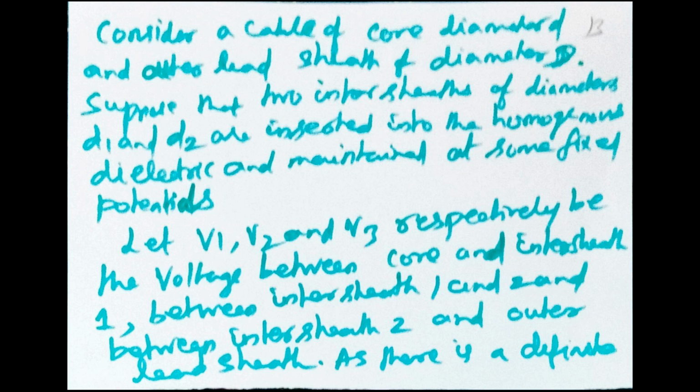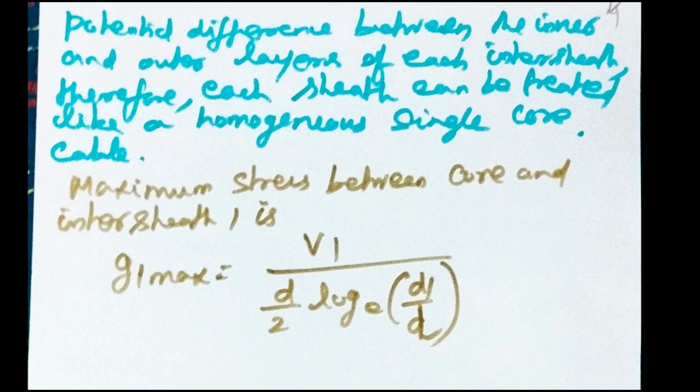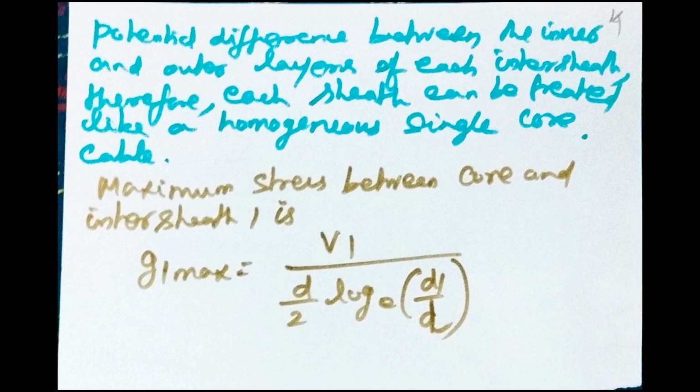Maximum stress between core and intersheath 1: G1 maximum is equal to V1 divided by d by 2 log e d1 divided by d. G2 max and G3 max are given in the notes. Since the dielectric is homogeneous, the maximum stress in each layer is the same. That is, G1 maximum is equal to G2 maximum is equal to G3 maximum is equal to G maximum. As the cable behaves like three capacitors in series, all the potentials are in phase. That is, the voltage between conductor and lead sheath is V, equal to V1 plus V2 plus V3.